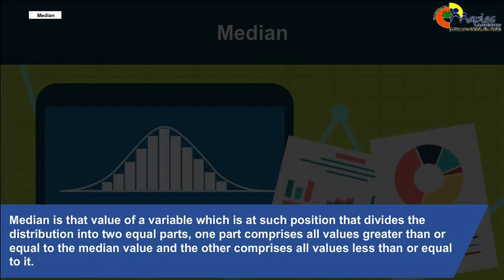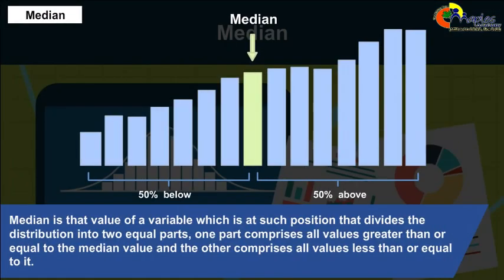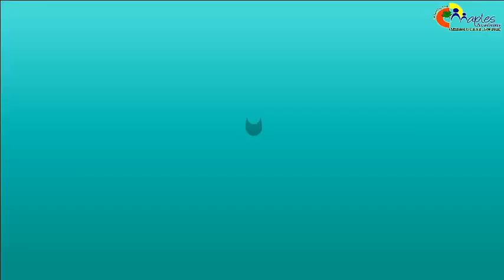Median. Median is that value of a variable which is at such a position that it divides the distribution into two equal parts. One part comprises all values greater than or equal to the median value, and the other part comprises all values less than or equal to it.